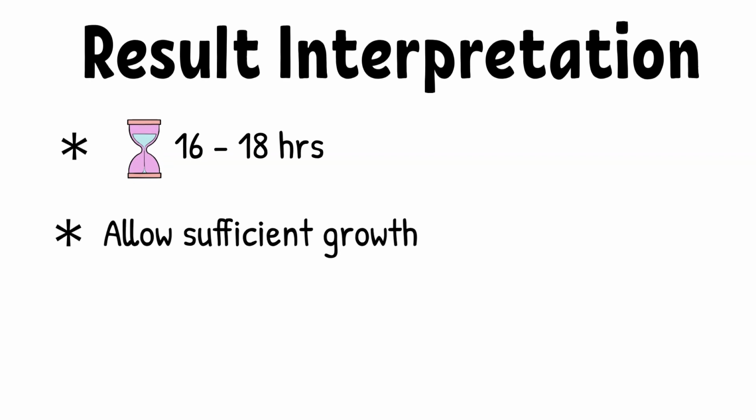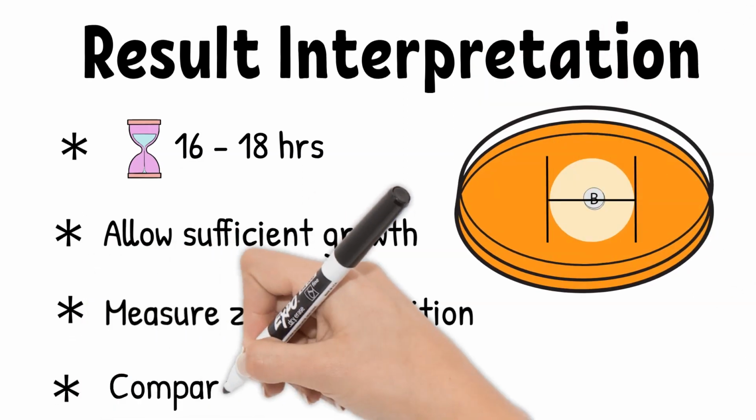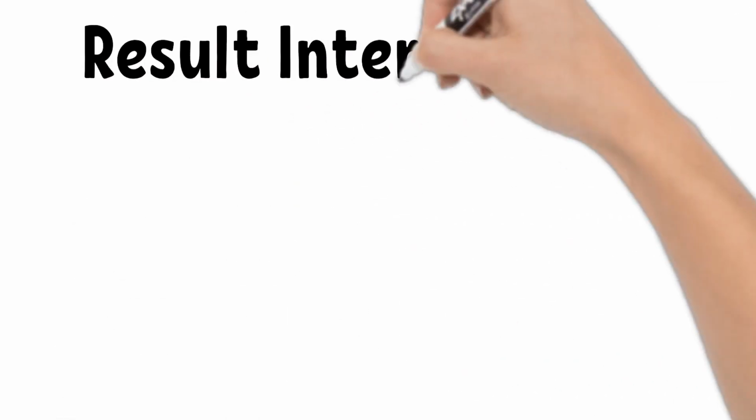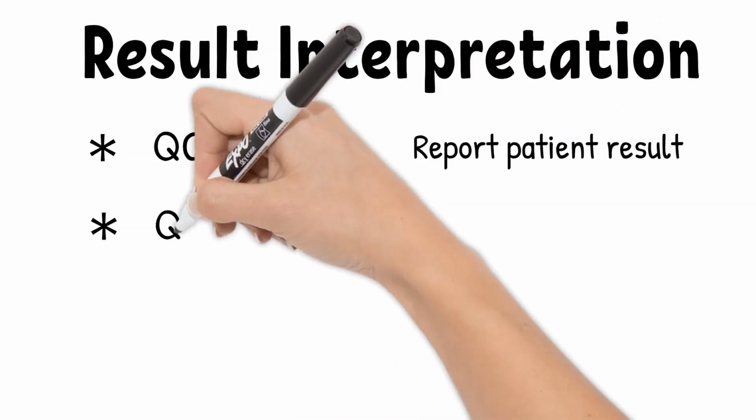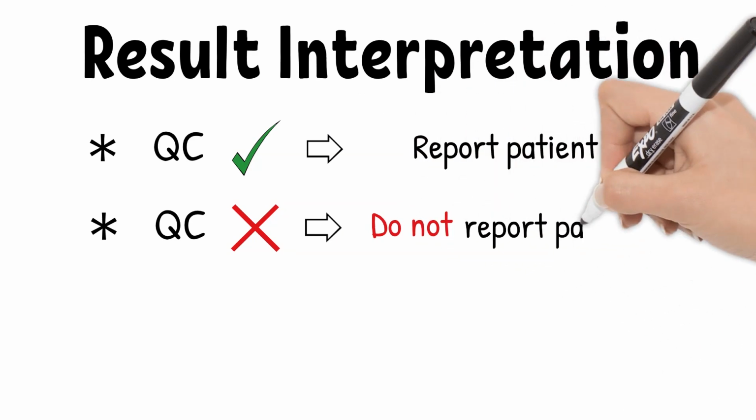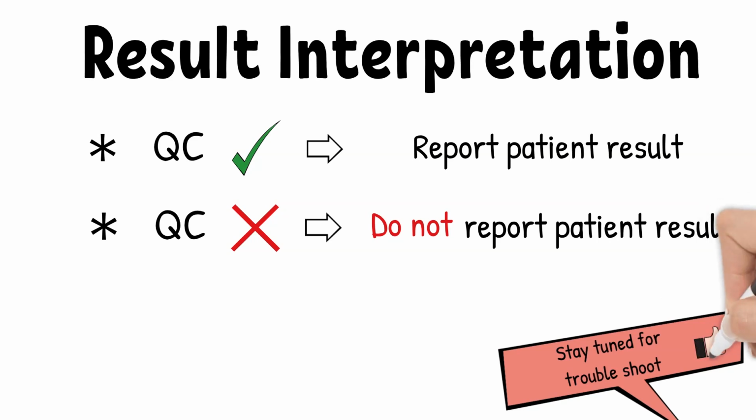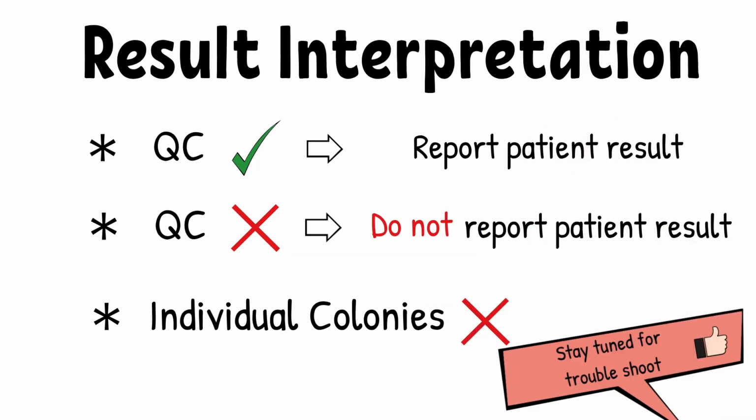Measure the zone of inhibition from the control plate and then compare it to the sensitivity table. If the inhibition zone is correct according to the table, then the patient plate may be read. If the QC is not passed, the patient testing results are not acceptable and cannot be reported. I will talk about how to troubleshoot if the QC failed at the end. If the organism only shows individual colonies, it is not acceptable. This may be an indication that you did not make a good lawn of bacteria.